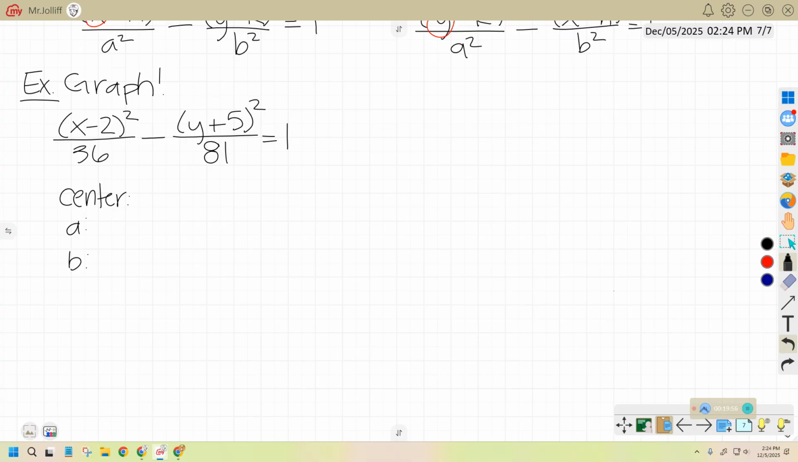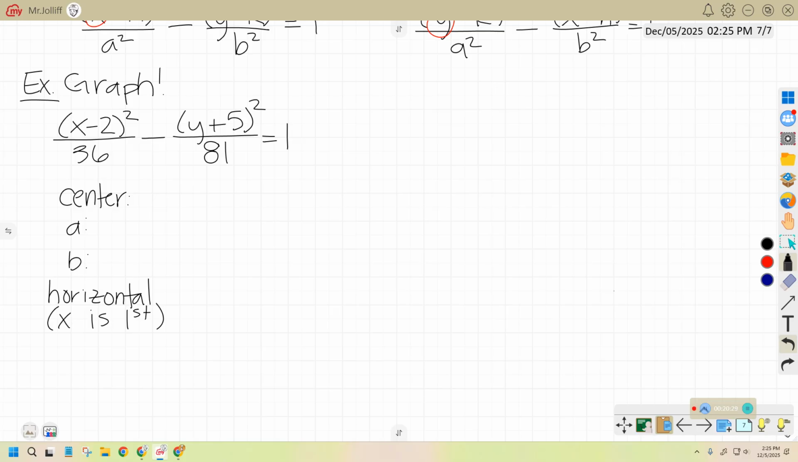How do you know it's a horizontal hyperbola? If the x is first, is x the vertical axis? X is the horizontal axis. This guy is a horizontal hyperbola. X is first. This is horizontal. So my vertices sit on the x-axis. My co-vertices sit on the y.